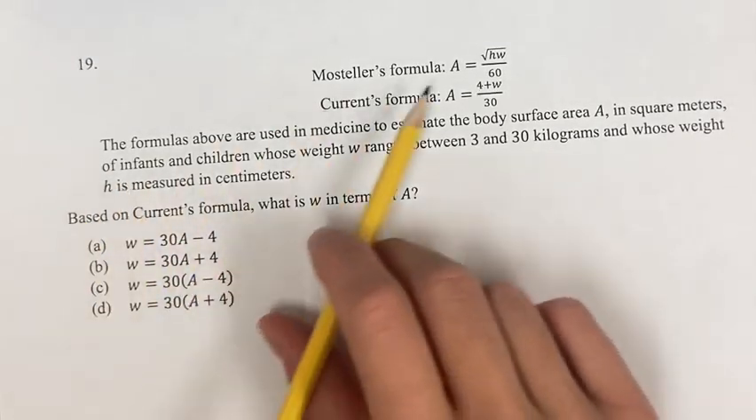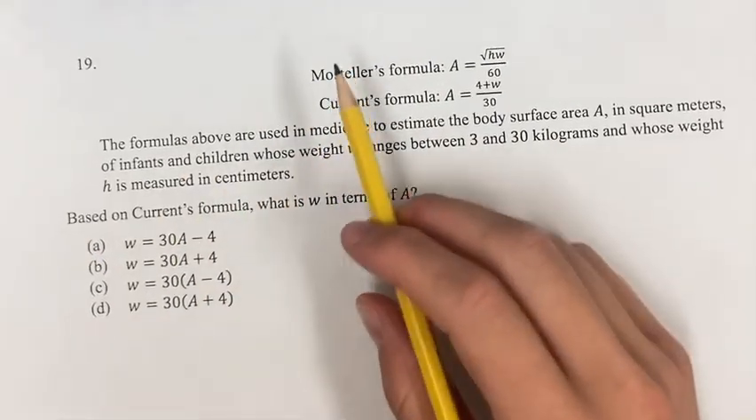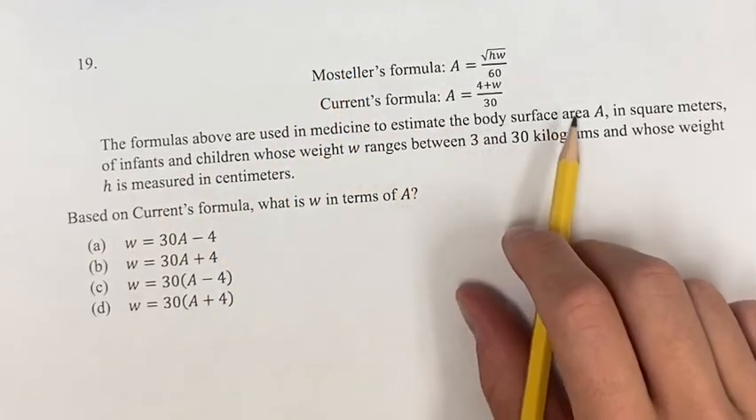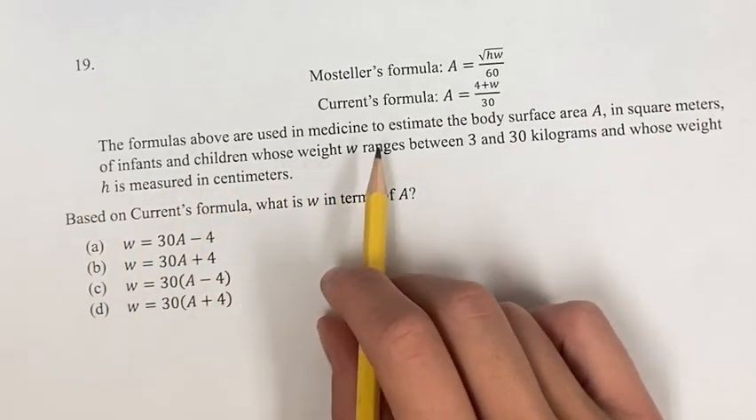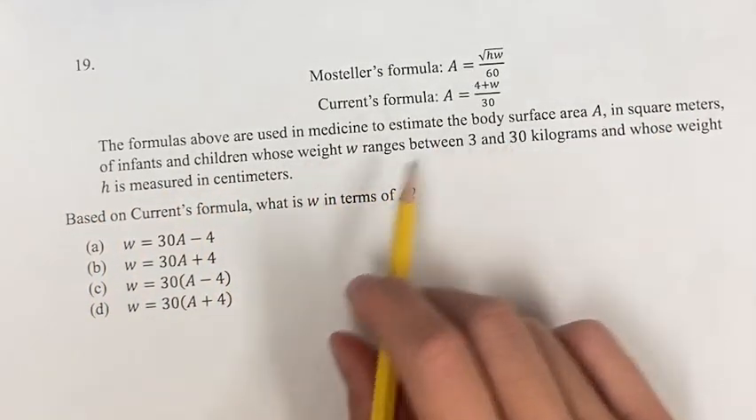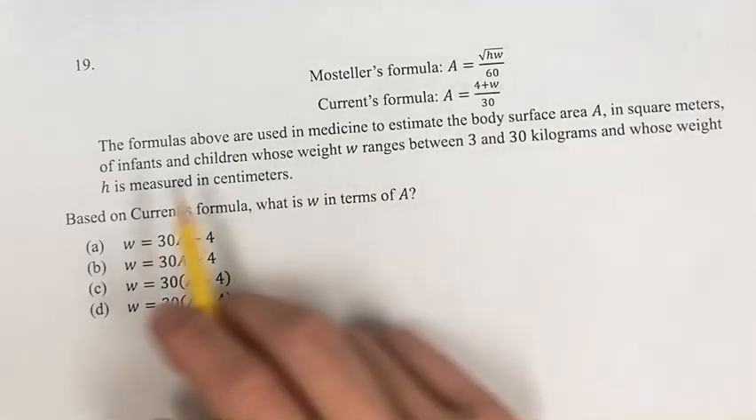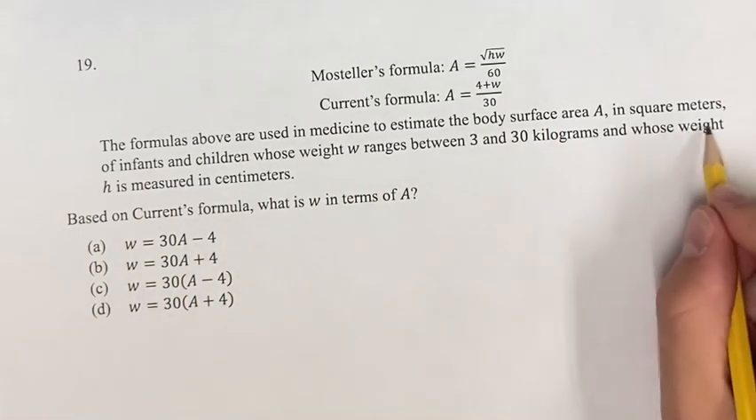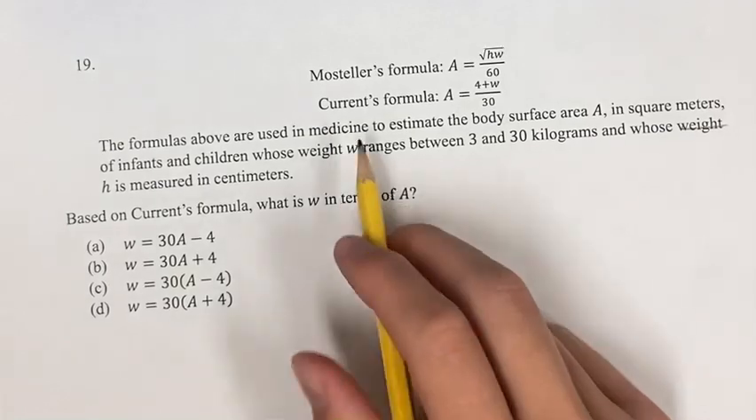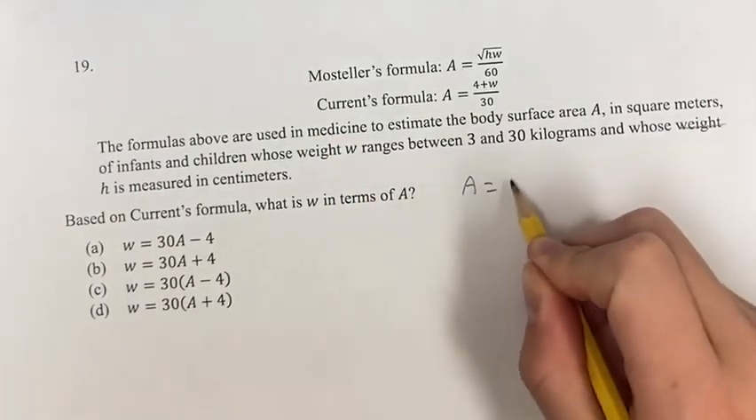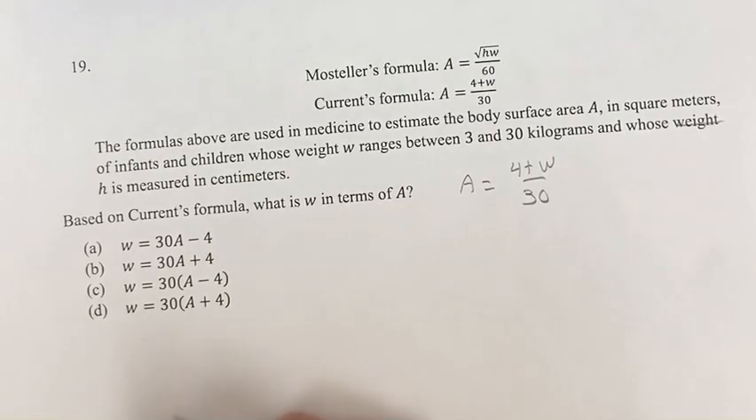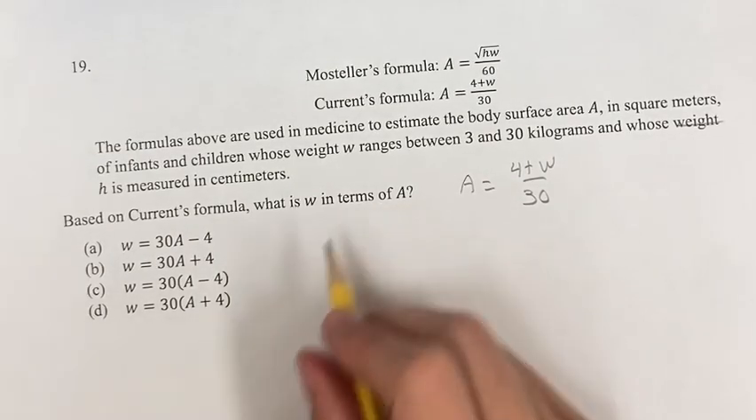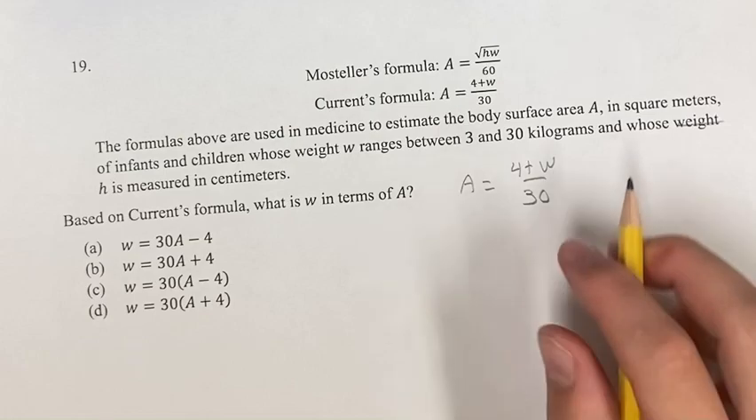In this problem, we're given two formulas which are used in medicine to estimate the body's surface area, A, in square meters of infants and children whose weight, W, ranges between 3 and 30 kilograms and whose height, H, is measured in centimeters. That should say height. Based on Current's formula, which is A is equal to (4 plus W) over 30, what is W in terms of A? So to solve this problem, we have to solve this equation for W.